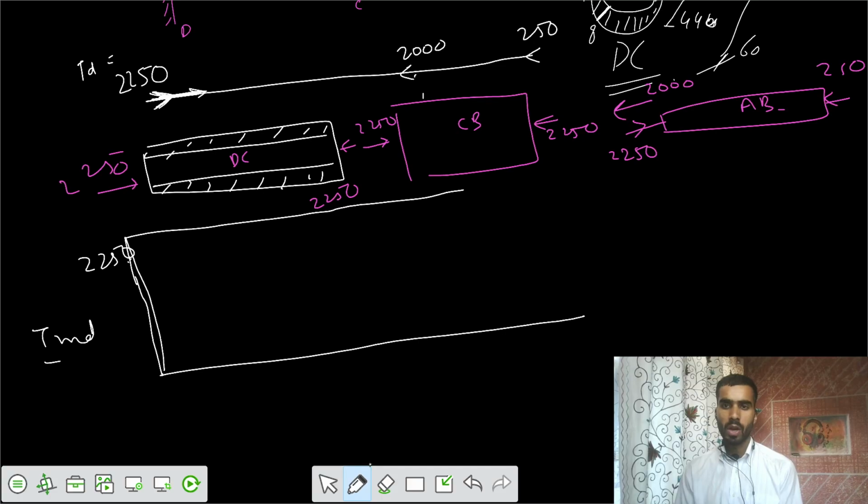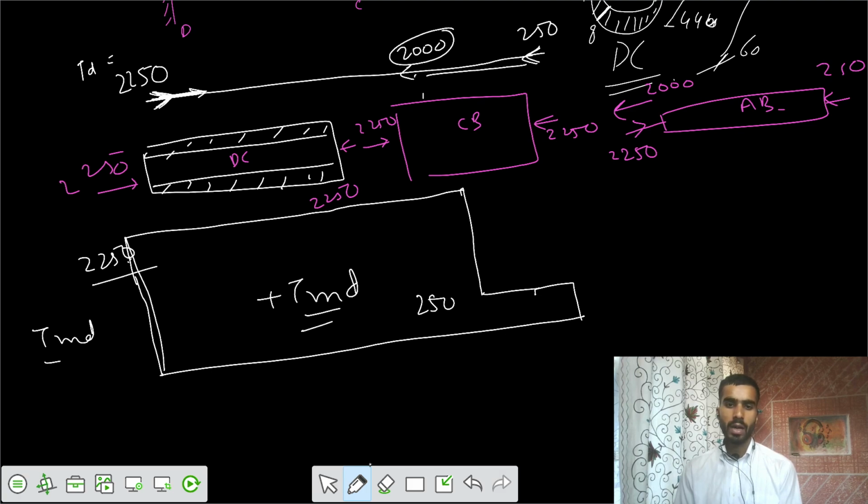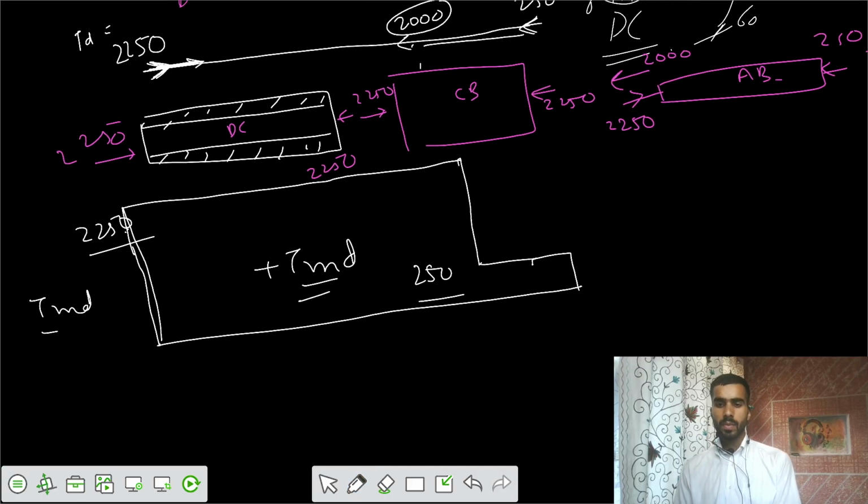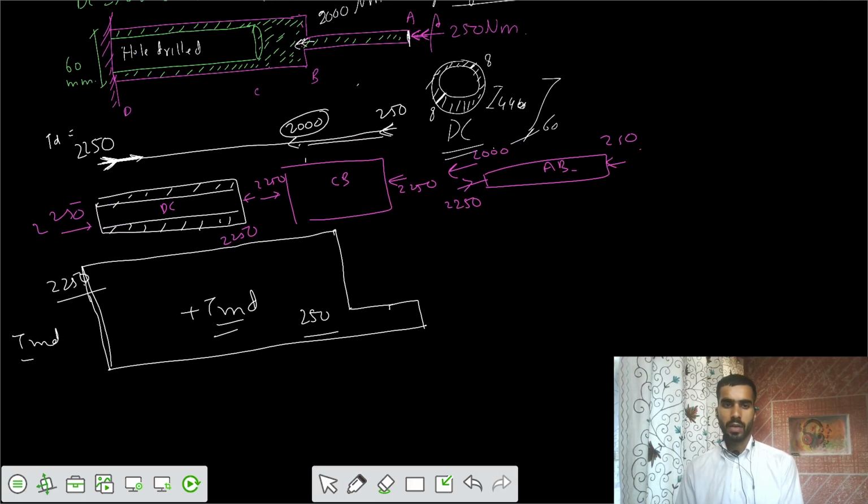After that, you have AB. There is a decrease by an amount of 2000. So net value would go down, and finally you have a value of 250. After that, it would remain constant in this part. This is your positive TMD, 2250 and 250.